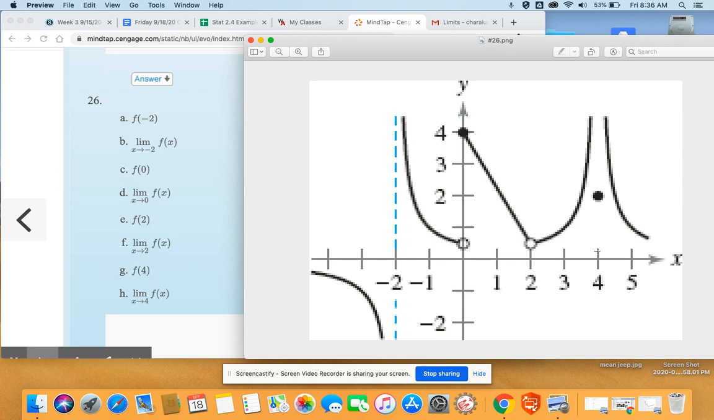Letter G, f of 4. Again, we have a closed circle there. That point does exist. That's at a value of 2, so the answer to letter G would be 2.